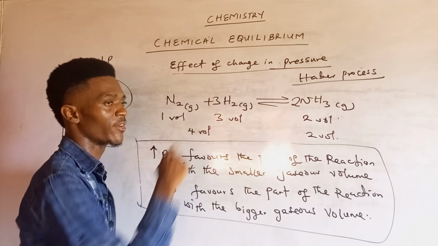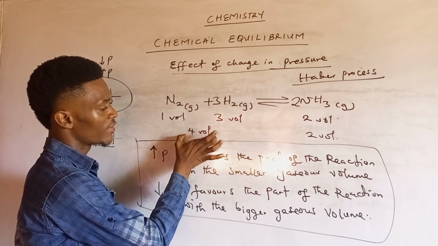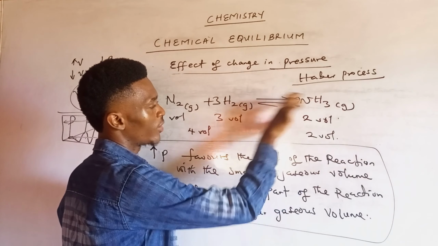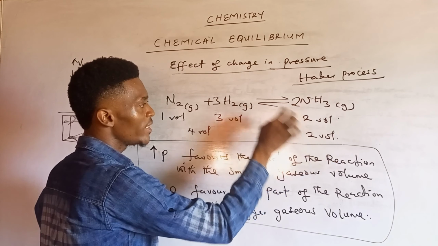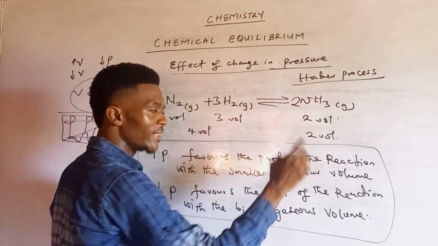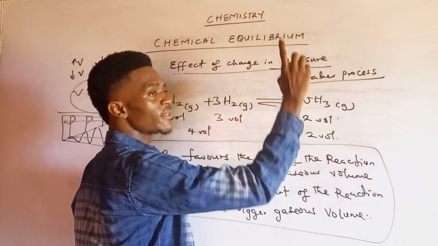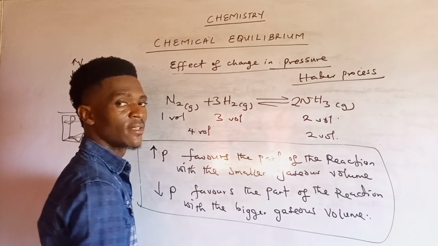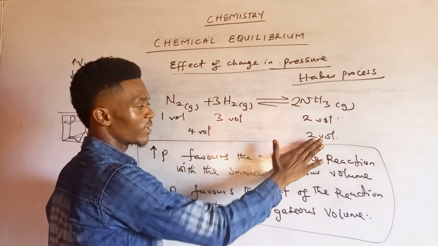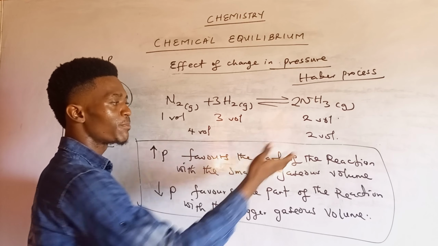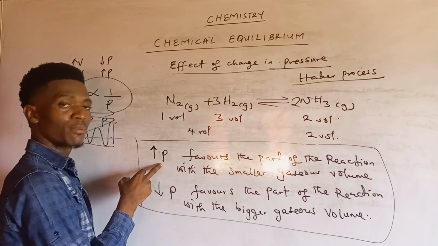What will favor the forward direction? Now check the volumes. Say this is 4 volume and this is 2 volume. Forward direction is to 2 volume. So if forward direction is to 2 volume, then there must be an increase in pressure to favor this part, because this is bigger volume, this is smaller volume, and like I said, what favors the part with the smaller volume is when you increase pressure.